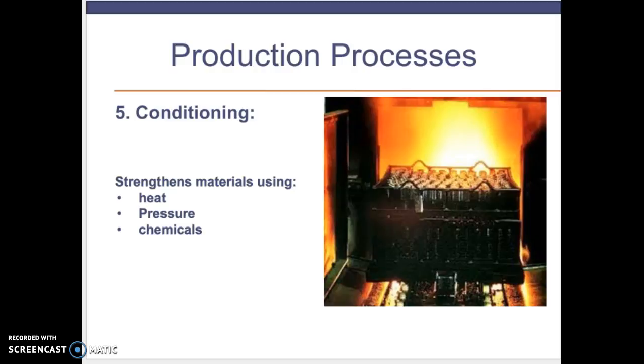Metals can be made stronger through a process of heating and cooling. Other examples of conditioning include a kiln for ceramics, which many people have used. And another example is even chemicals that are used to harden rubbers to help withstand moisture, heat, or extreme cold of a rubber product.